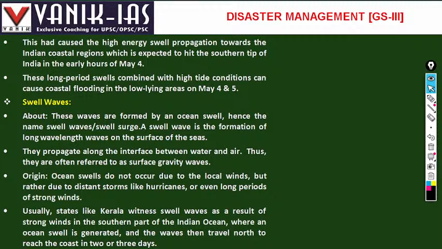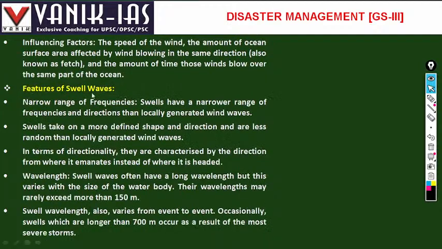Origin: ocean swells do not occur due to the local winds, but rather due to distant storms like hurricanes or even long periods of strong winds over that area. Usually, states like Kerala witness swell waves as a result of strong winds in the southern parts of the Indian Ocean, where an ocean swell is generated and the waves then travel north to reach the coast in 2 or 3 days. Influencing factors: the spread of the wind, the amount of ocean surface area affected by the wind blowing in the same direction, also known as the fetch, and the amount of time those winds blow over the same part of the ocean.